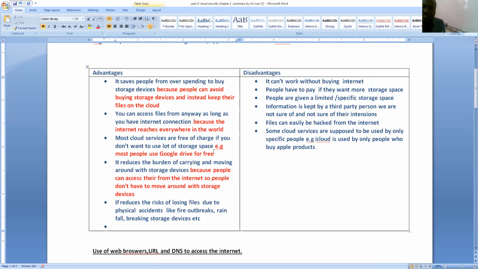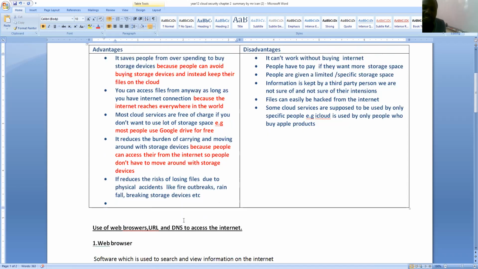So it means that instead of risking your files being lost due to physical accidents or natural disasters that can spoil the storage devices or computers, you rather keep your files on the internet. These physical accidents damage storage devices and computers, so you end up losing files. That's why if you keep your files on the internet, it's difficult for the machines on the internet to be affected by physical accidents. It's very, very hard.